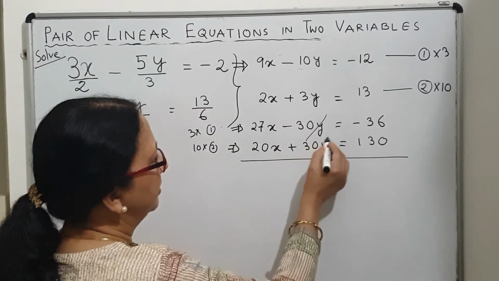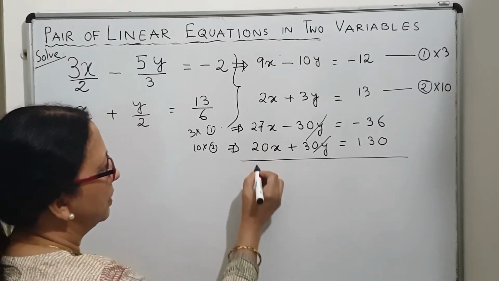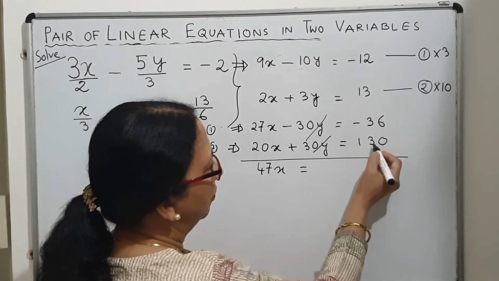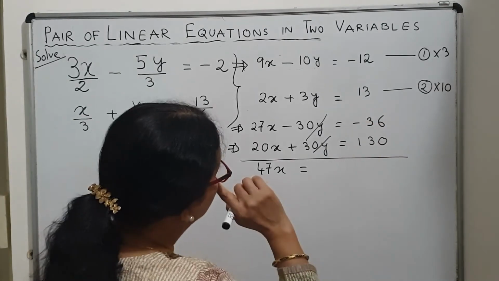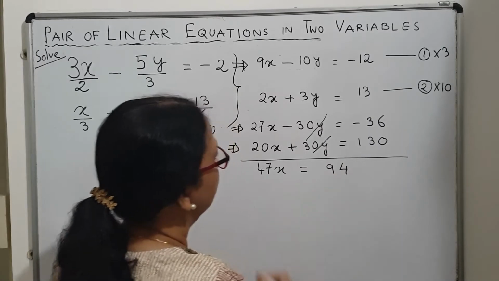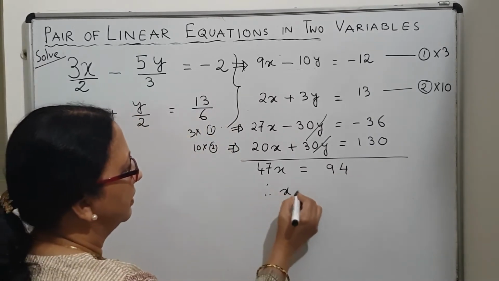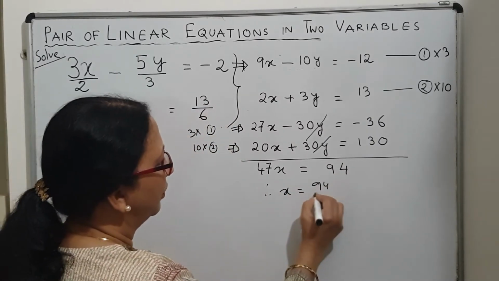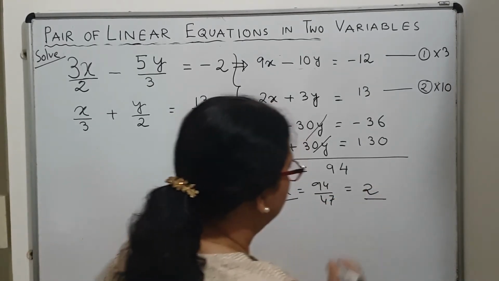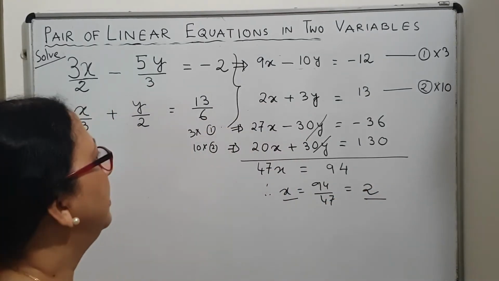So when I add, this gets cancelled, 20 plus 27 is 47x, and when I add 130 minus 36 it will be 94. Therefore x is equal to 94 by 47, which is equal to 2. So I have solved for the variable x.